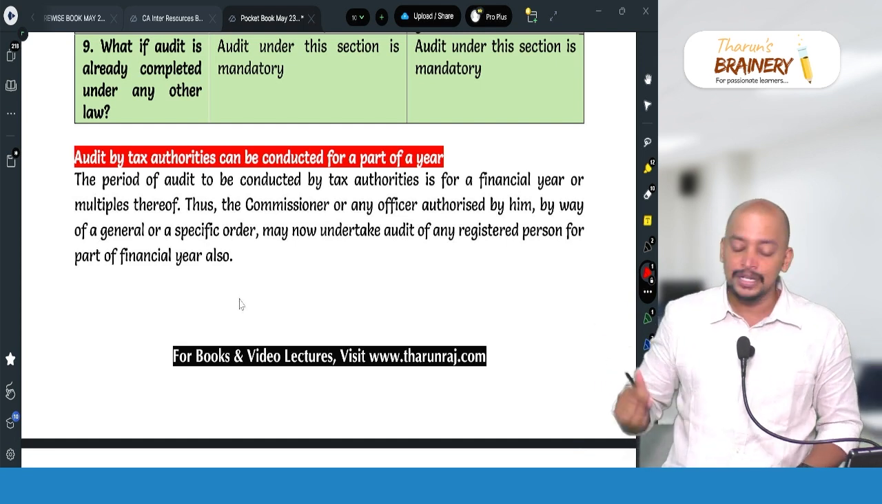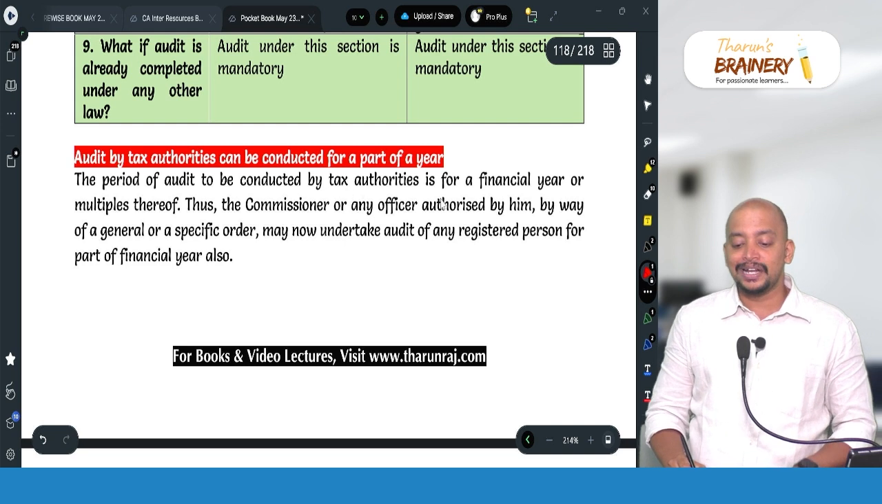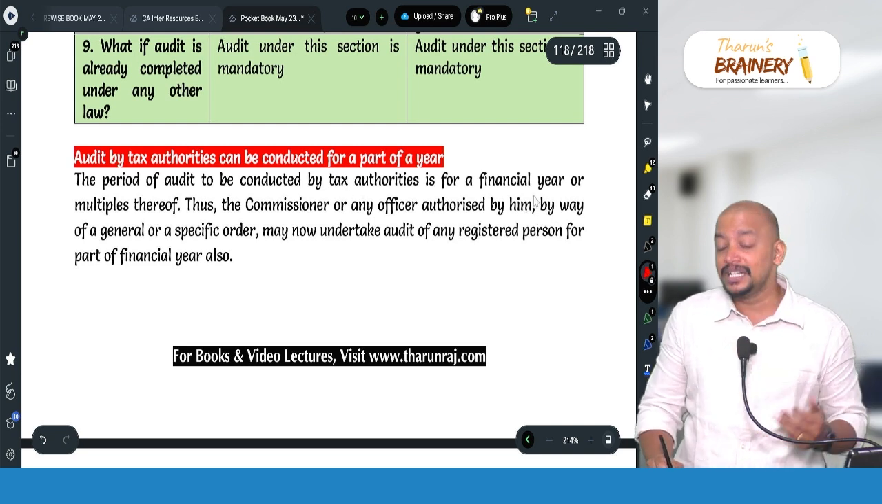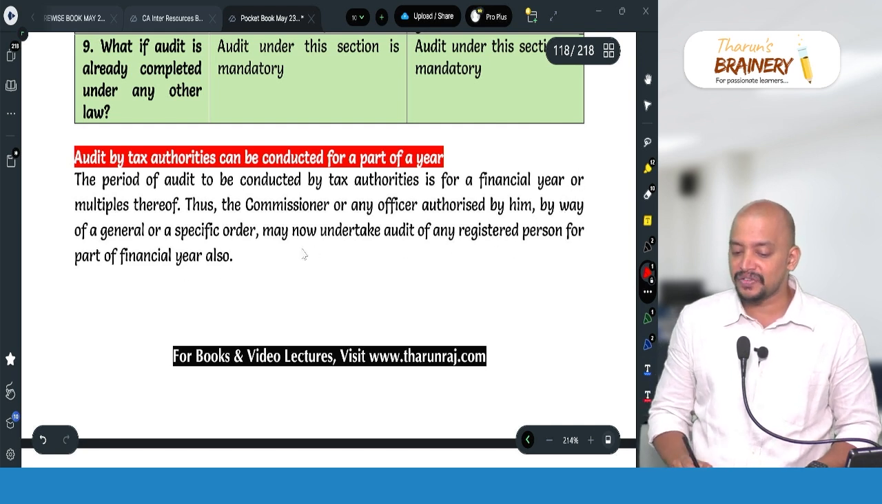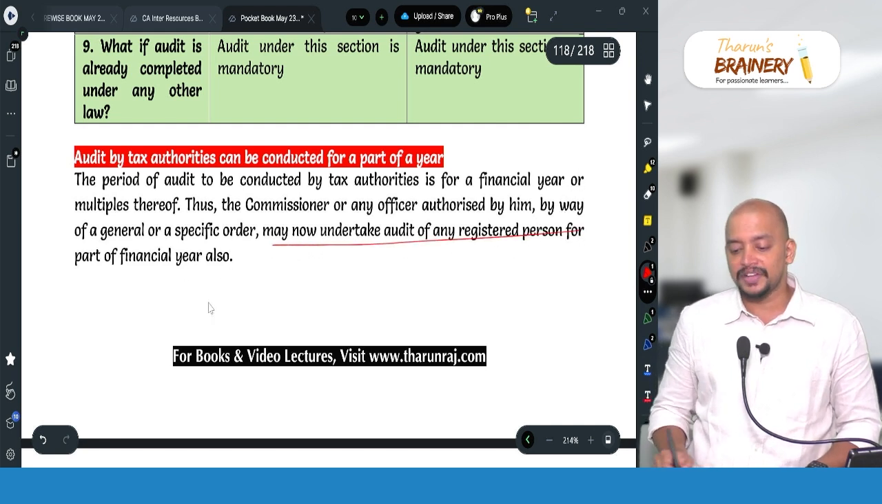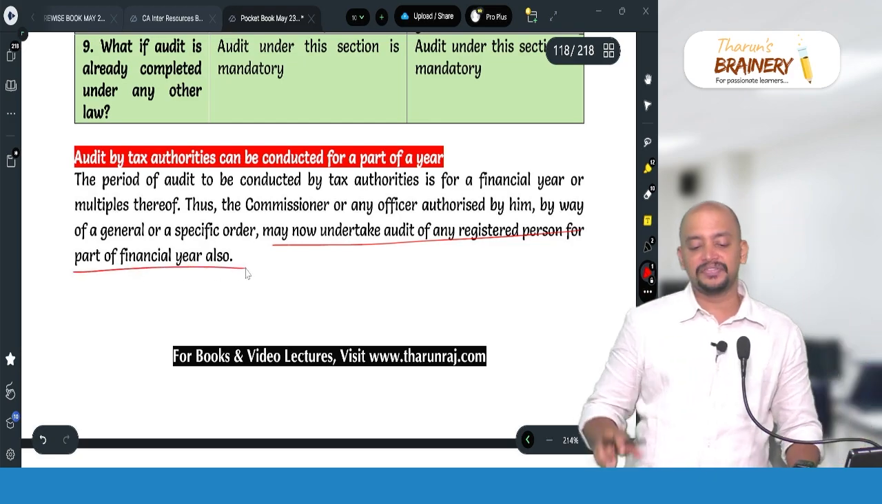You understood or not? So that is this. The period of audit to be conducted is for a financial year or multiples thereof. Thus, the commissioner or any officer authorized by him by way of general or specific order may now undertake audit of any registered person for part of the financial year also.